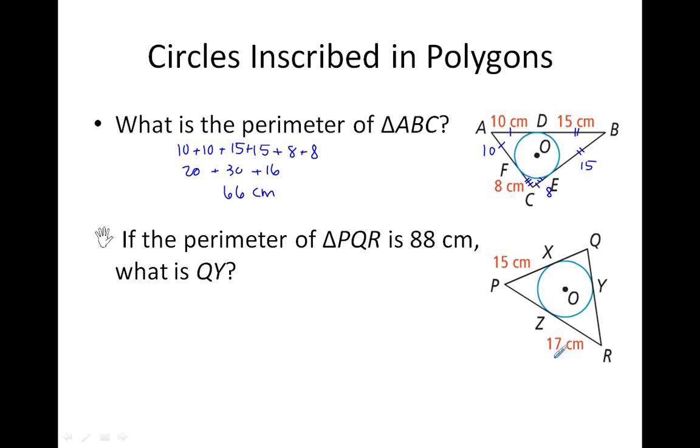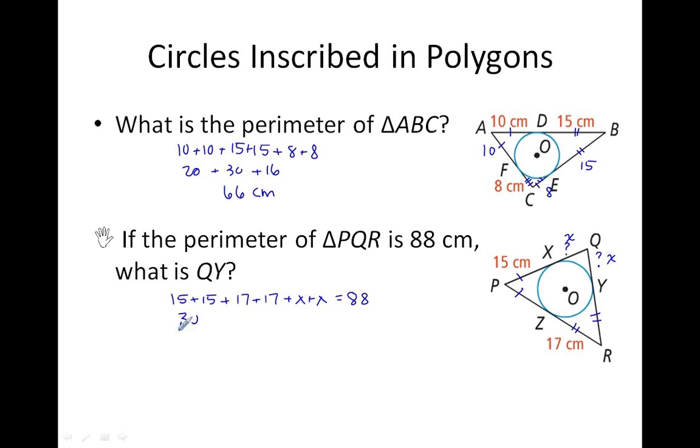For this problem down at the bottom, if the perimeter of triangle PQR is 88 centimeters, what is QY? All right, we got to find out what QY is. Well, it's going to be the same as QX, whatever that is. I know that PZ is the same as PX. I know that ZR and RY are the same. So if I add everything together, and I'm going to call these X because I don't know what they are, then 15 plus 15 plus 17 plus 17 plus my two unknowns equal my perimeter of 88.